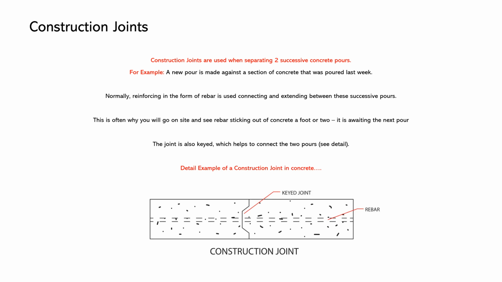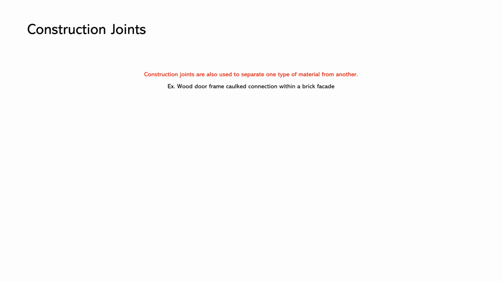There's that key joint in the middle between the 2 pours right and left of the key joint. And then that rebar positioned horizontally is connecting those 2 slabs. That's a simple detail of a construction joint. They're also used to separate one type of material from another. For example, a wood door frame caulked connection within a brick facade.